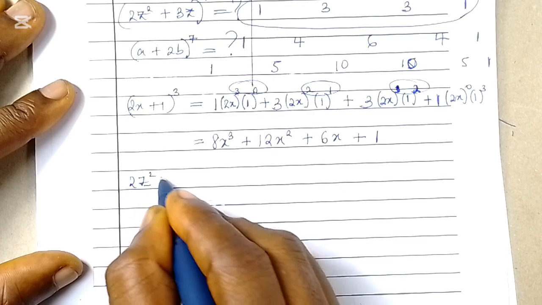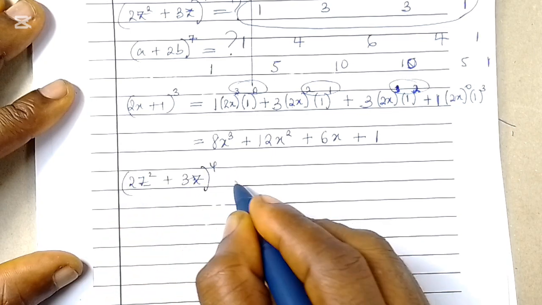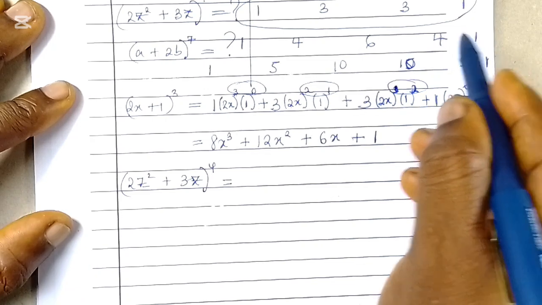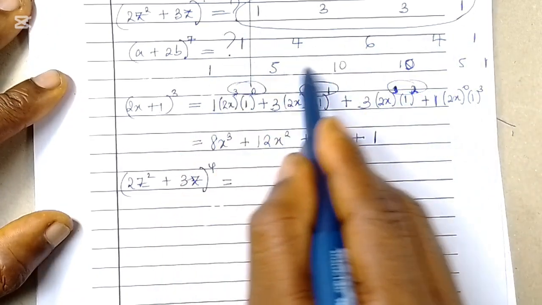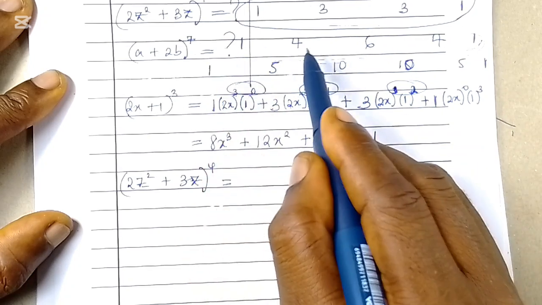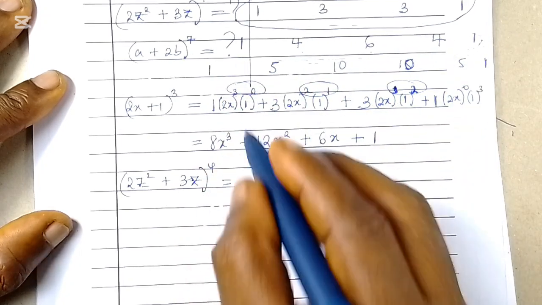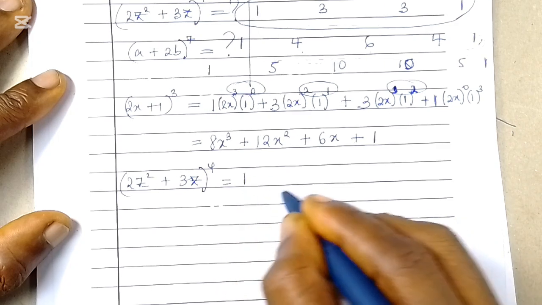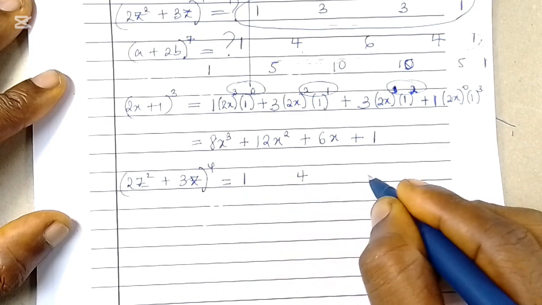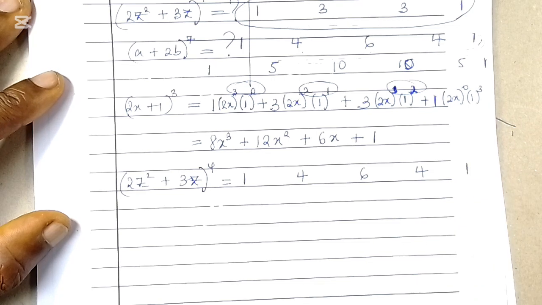2z squared plus 3z all raised to the power of 4. Now, if you go back to Pascal's triangle, raised to the power of 4 means that it will have 5 terms. 1, 4, 6, 4, 1. Okay? So I'm going to take the 5 terms here, the coefficients 1, 4, 6, 4, and 1.